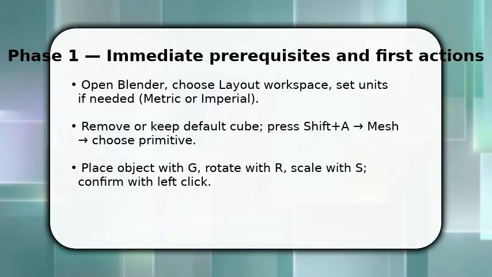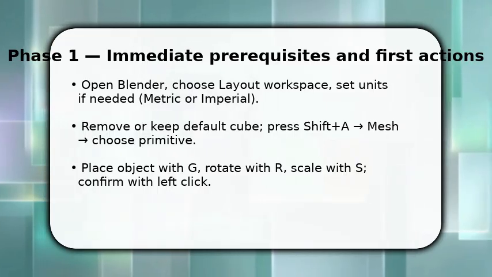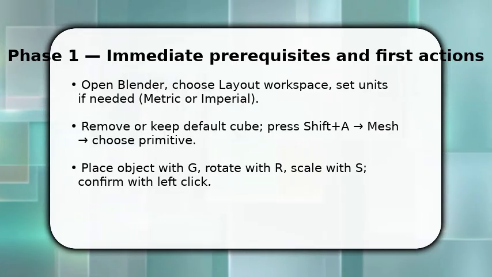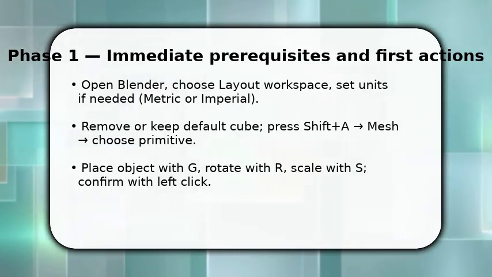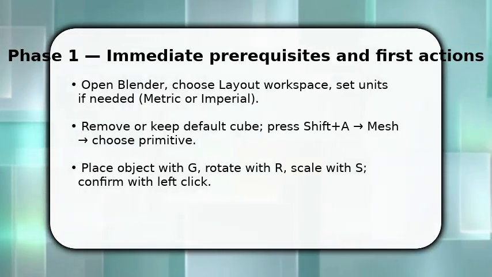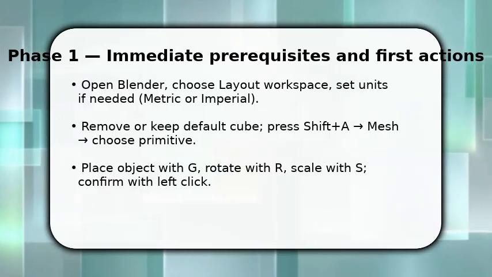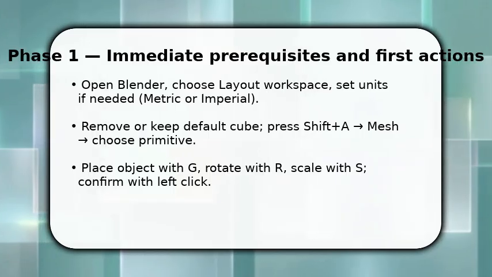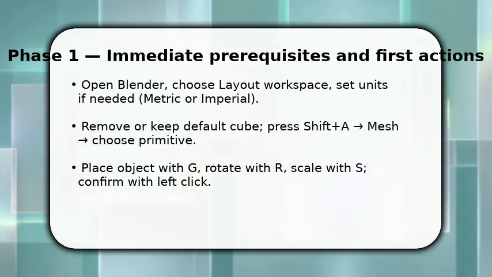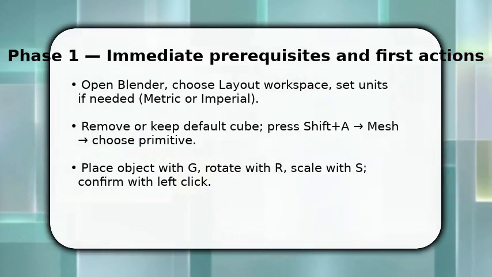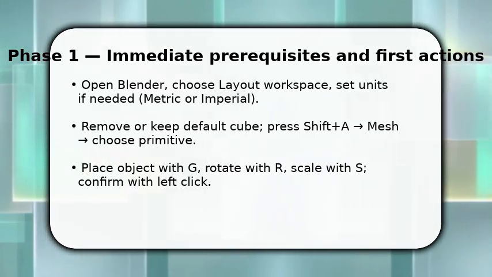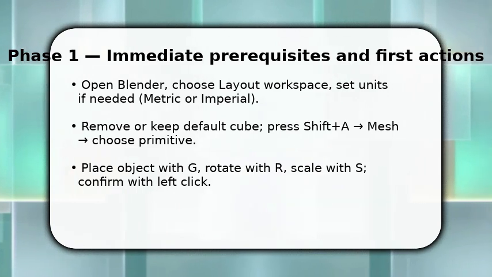You'll begin by preparing the scene and adding your first object. Open Blender and pick the layout workspace so tools are visible. Then, if the default cube is in the way, delete it or keep it. Press Shift+A to add mesh and select a primitive, for example, cube, plane, or cylinder. Once added, use G to move, R to rotate, S to scale. Make sure to left-click to confirm transforms. These initial steps get you into direct modeling quickly, so you can shape the object.